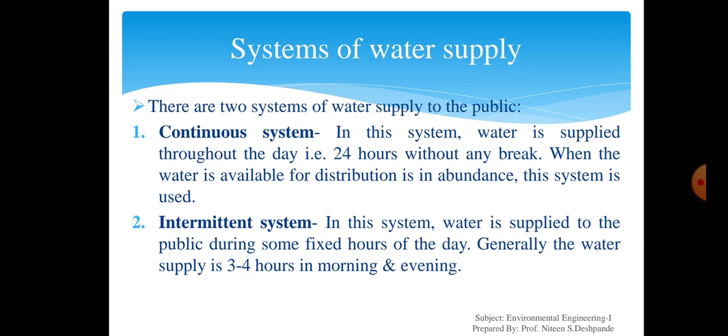Intermittent system: in this system, water is supplied to the public during some fixed hours of the day. Hence the supply is said to be intermittent. Generally the water supply is 3 to 4 hours in the morning as well as in the evening. The system is required to be adopted when a sufficient quantity of water is not available, or when sufficient pressure cannot be maintained in the system. So under such circumstances various zones in the town are supplied with water by rotation. This system is most widely used in India.